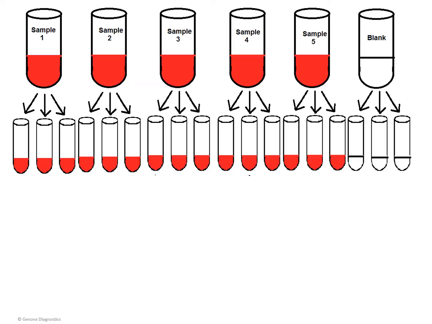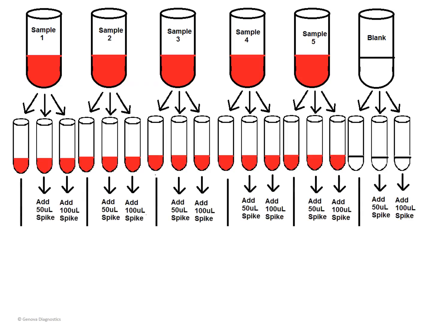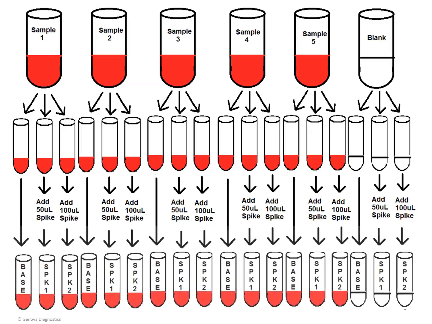And then for each one of those samples and blanks, we're going to make 3 aliquots. In this example, I did 1 milliliter of aliquot in each. And then of the 3 aliquots, 1 we leave alone, 1 we spike at a low level, 1 we spike at a high level. In this example, I used a 50 microliter spike and a 100 microliter spike. And this is going to give us 18 tubes. For each of our 5 samples and our blank, we'll have a base, a spike 1, and a spike 2. And we're going to run each of these 18 samples in duplicate.